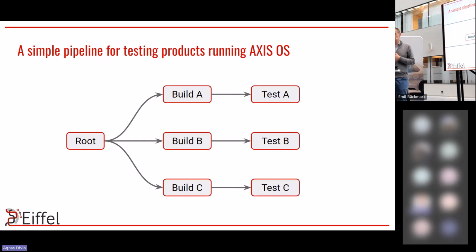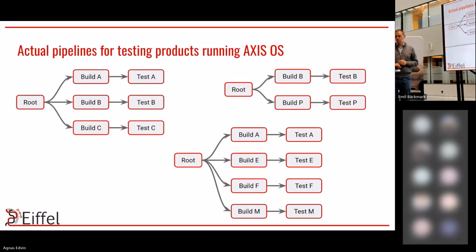So to some extent, the pipeline for them could look like this. You build one product, you test that product in isolation. You build another one, and you test that one. And you do that any number of times. That's not terribly tricky to set up a pipeline for. But this is a gross simplification of reality.